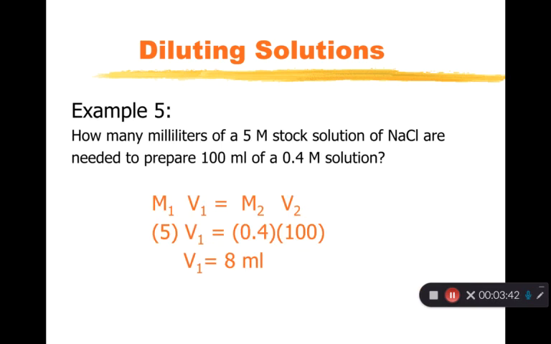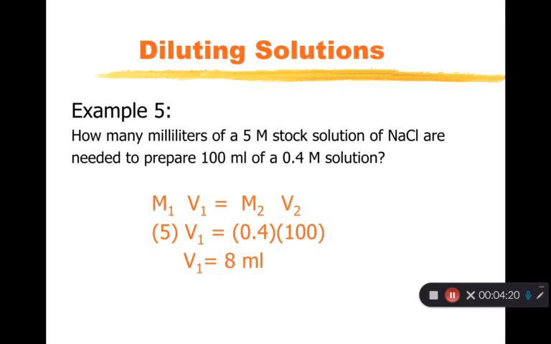So here's an example. I changed it to molarity since we're doing molarity here. So M1V1 is molarity 1 initial, volume initial, equals molarity 2, volume 2, final molarity, final volume. So how many milliliters of a 5 molar stock solution of sodium chloride are needed to prepare 100 milliliters of a more dilute one? And it's more dilute because it's less molarity, it's 0.4. So your M1 is 5, it's 5 molar, that's your stock solution. You need to know how many milliliters you're going to take of that. So your V1 you don't know, your V1 is your X.